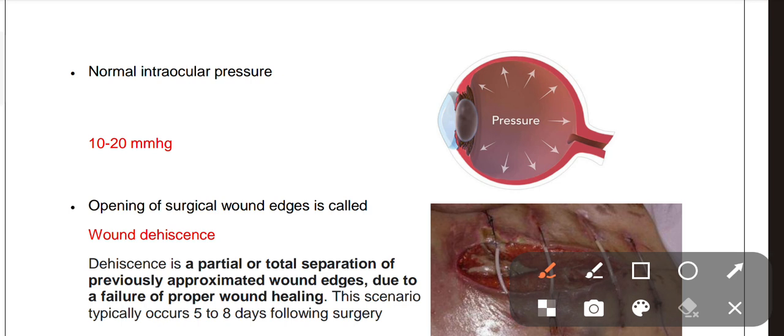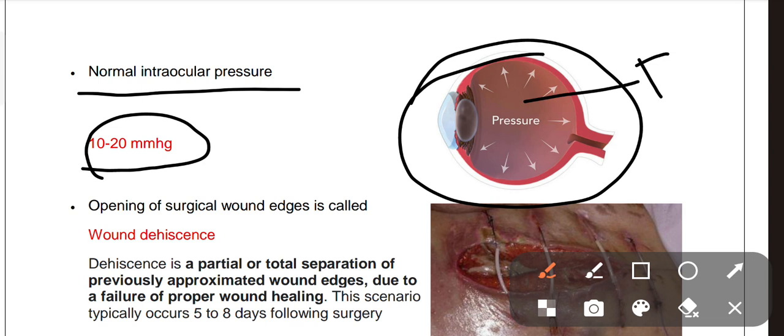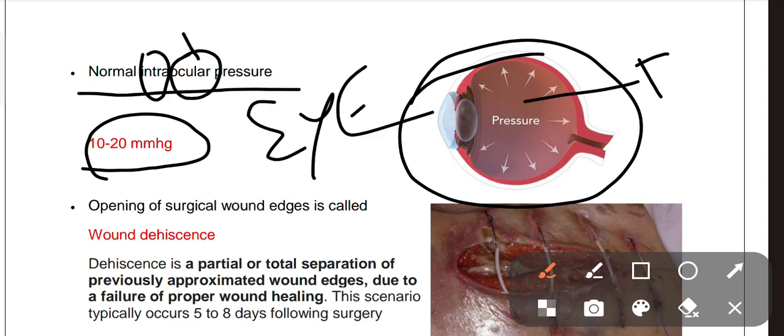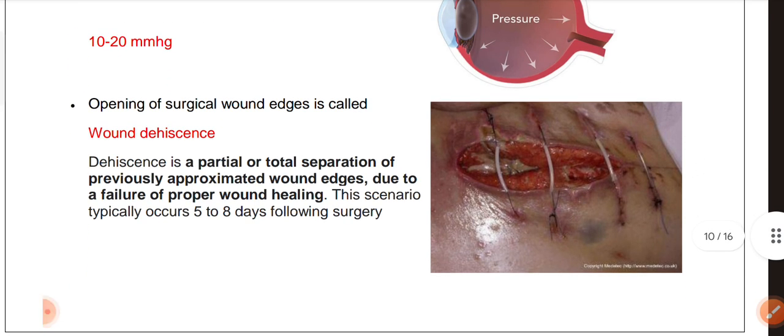Next point is the normal intracranial pressure. So what is the normal intracranial pressure? Intraocular pressure, sorry. So here you can see the eyeball. Inside the eyeball, we will see some water-like fluid. That fluid has 10 to 20 mm of Hg pressure. That is called intraocular. Intra means inside, ocular means eye. So the normal intraocular pressure is 10 to 20 mm of Hg.